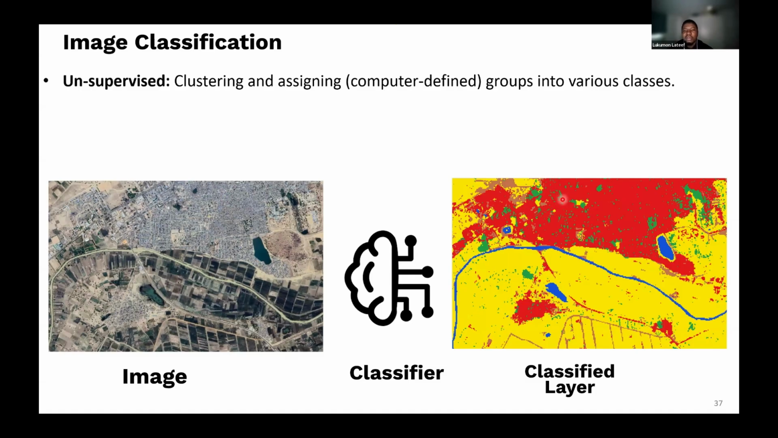So that's unsupervised. You don't actually supervise the classification. You give the computer the liberty or the freedom to perform the grouping for you.